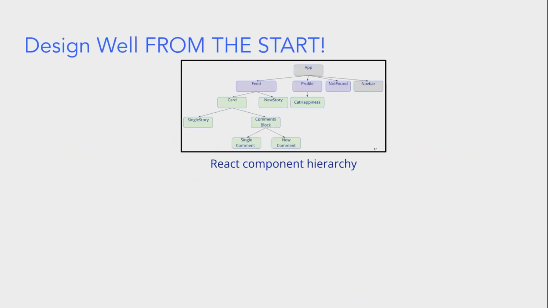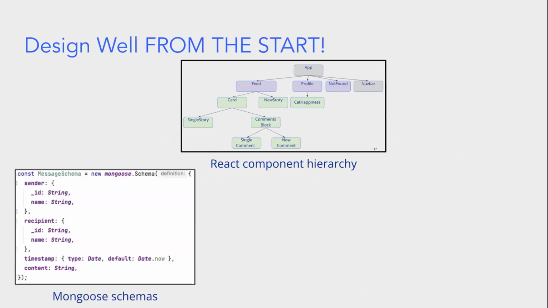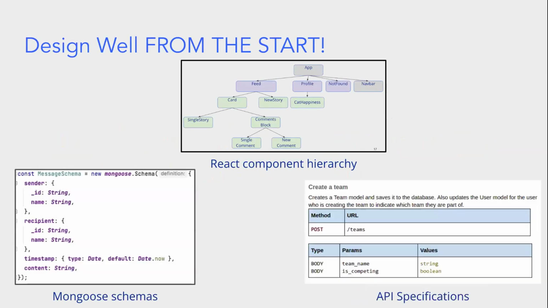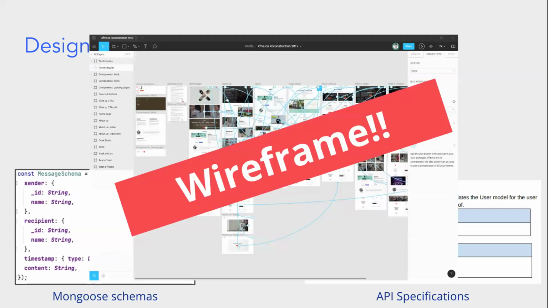Well, you may have seen this in the lectures we've done so far, but it's good to outline your React component hierarchy, your Mongoose schemas, and also your API specifications. This just helps everyone in the team know where is what, so it's a lot easier to work together. And wireframe. You probably already did this for milestone 1, but as you keep adding new features to your applications, please continue to wireframe and update them so you have an idea of how your website flows.